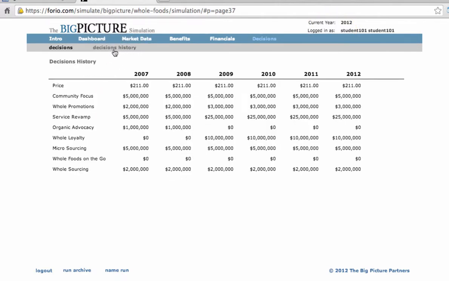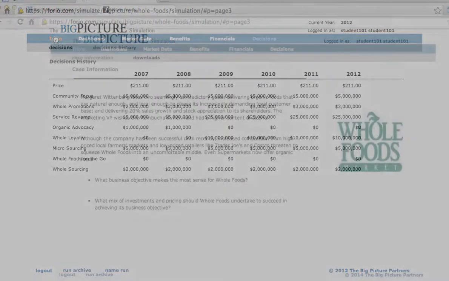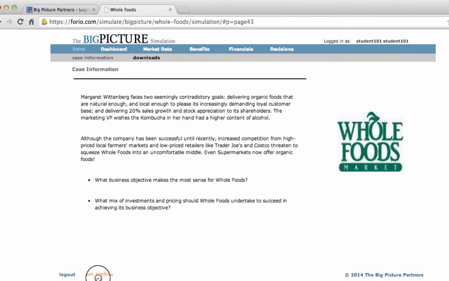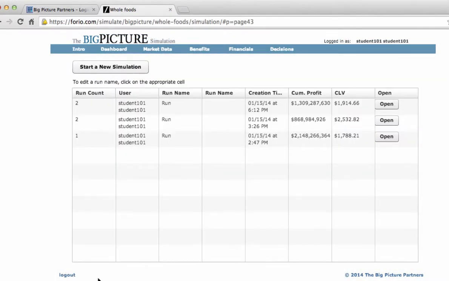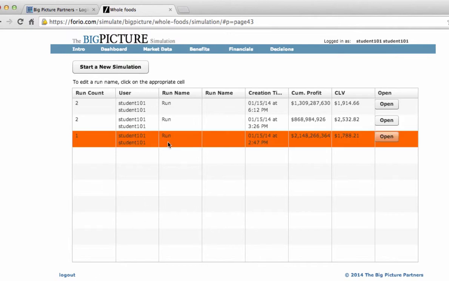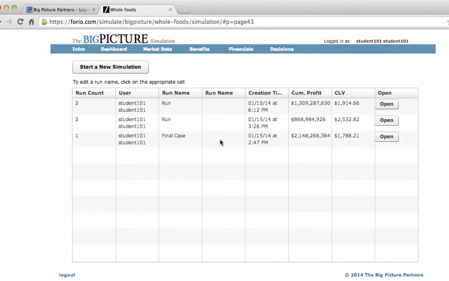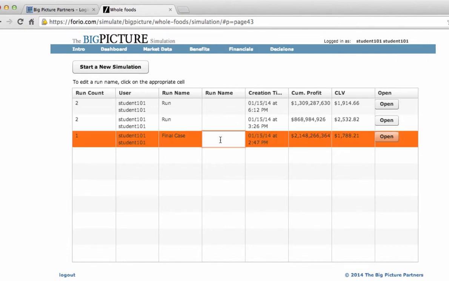When you have finished the simulation, you can go back and review the decisions you've made in your Decisions History page. You will also want to, at this point, click on the Run Archive selection at the bottom of the screen and name your simulation. This is especially important if you're running more than one simulation. You can name it and also use the second column to put a description of your strategy.